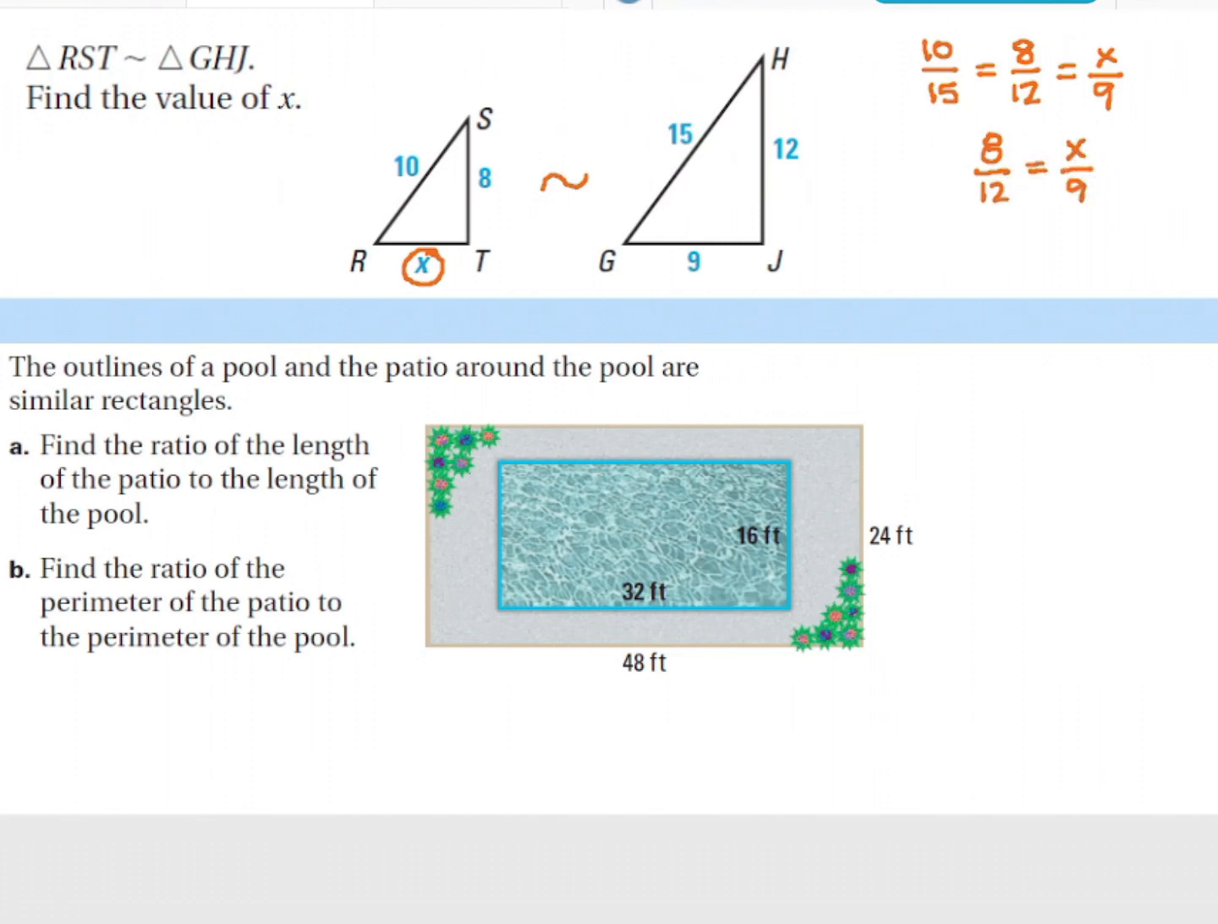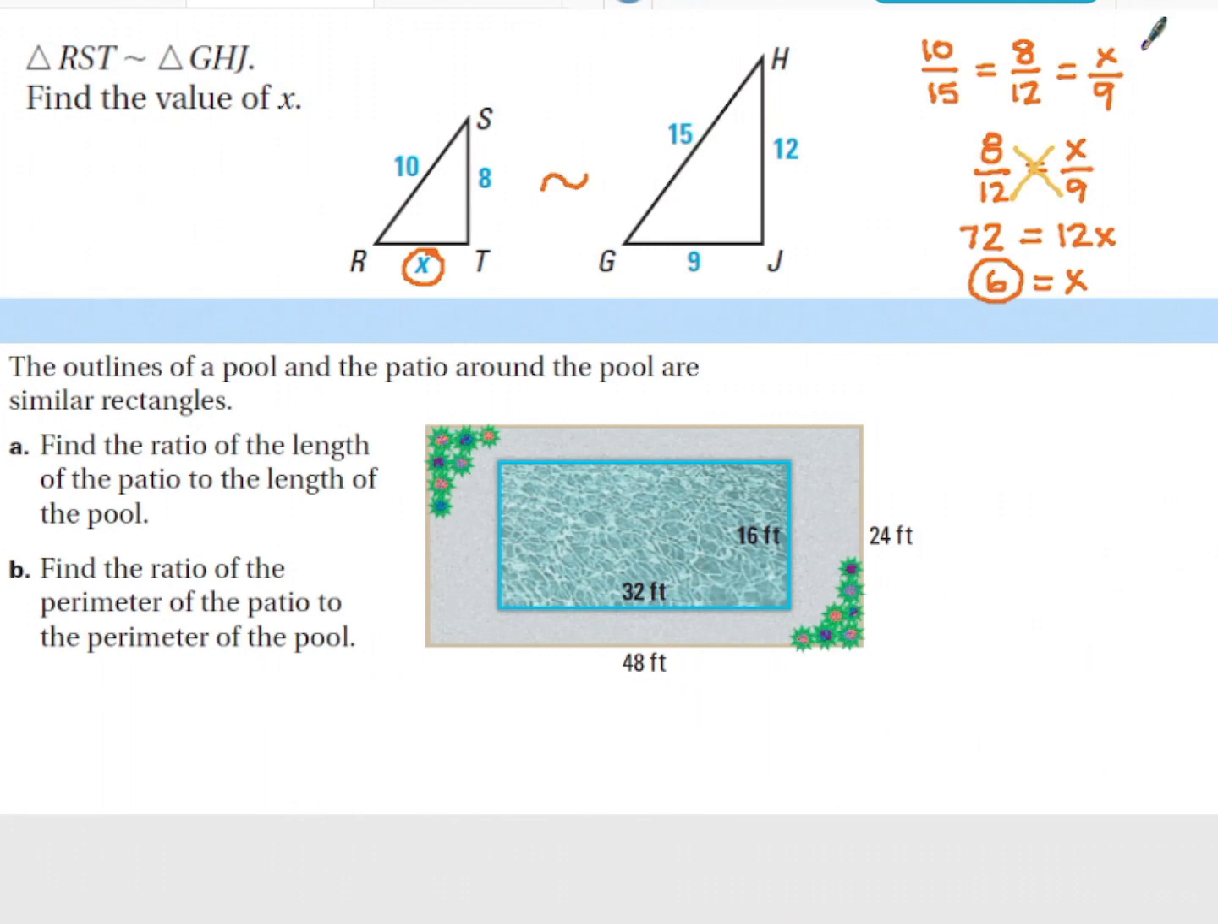And that's just a simple little proportion that we're solving. A little cross multiplying should do it. 8 times 9, x times 12. Remember that we set those equal to each other. 8 times 9 is set equal to x times 12. And I find out that x equals 6, which looks about right in the picture, doesn't it?